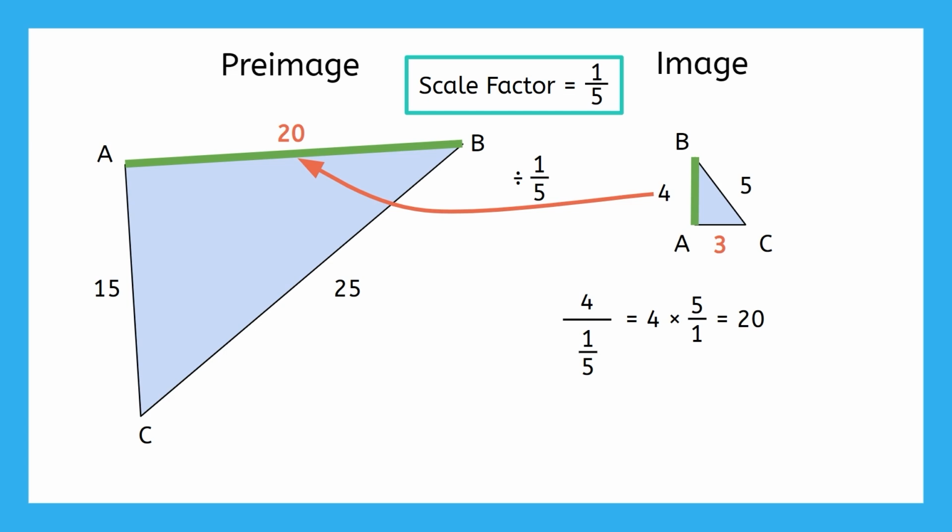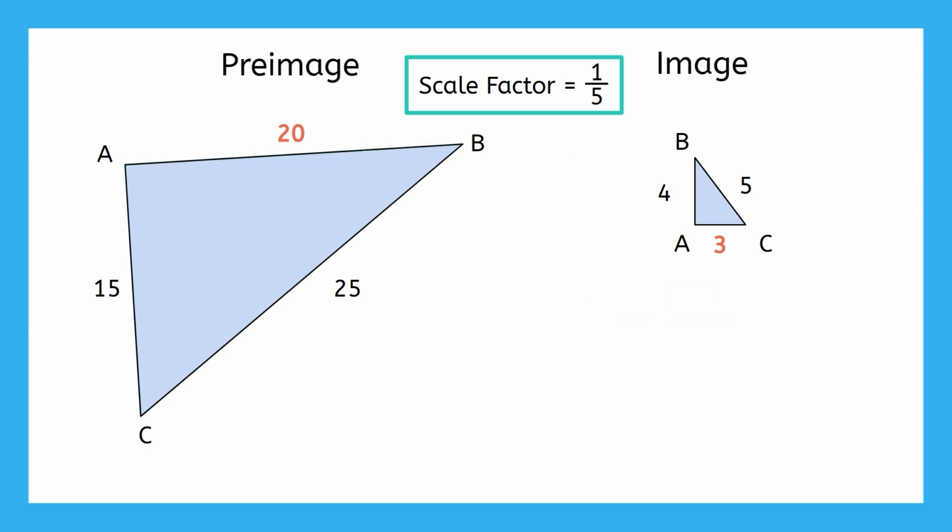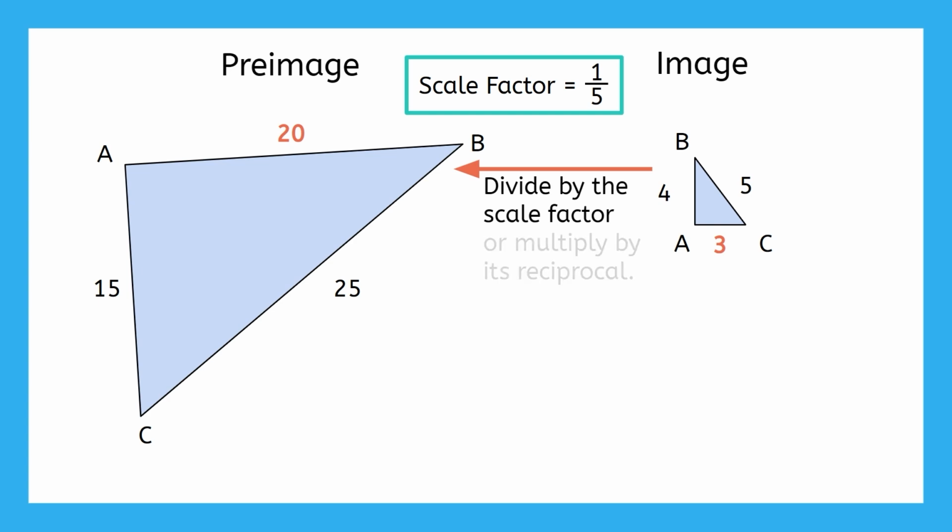And we got this by dividing by the scale factor, which is the same as multiplying by the reciprocal of the scale factor. Feel free to remember this in whichever way you prefer. Take a moment to jot down the method you like when going backward from the image to the pre-image, whether that's dividing by the scale factor or multiplying by the reciprocal of the scale factor.